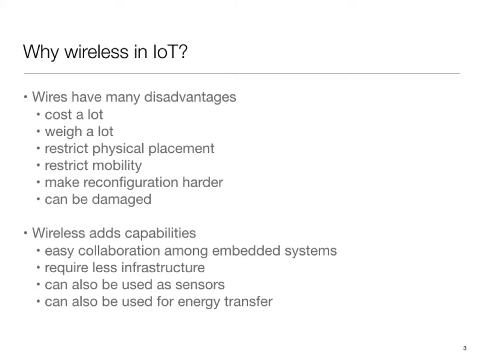And then additionally, once you have radios, you can use them for a variety of other purposes too. Radios can be used for localization, radios can be used in a radar-like manner, so you can use radios as sensors. So there are a variety of advantages that radios offer in addition to their role as a communication device. So all in all, wireless is pretty attractive for this application space.